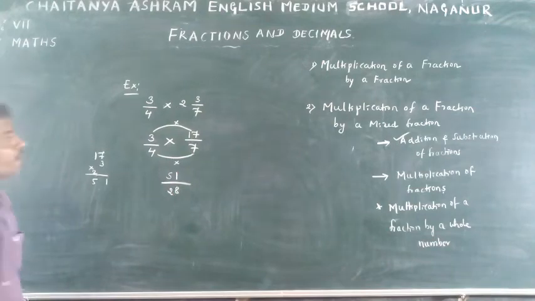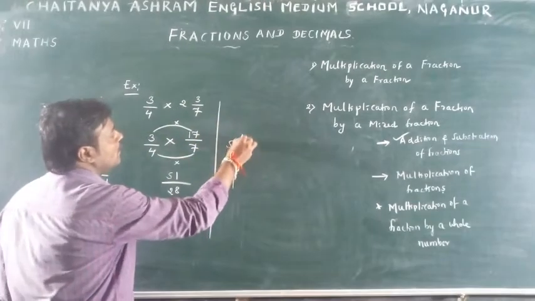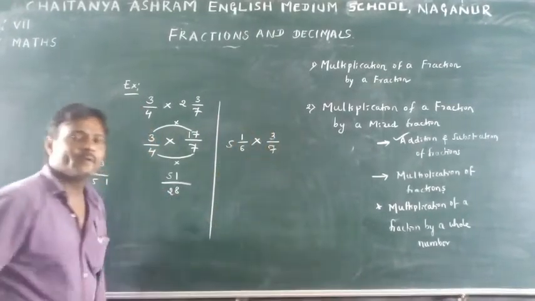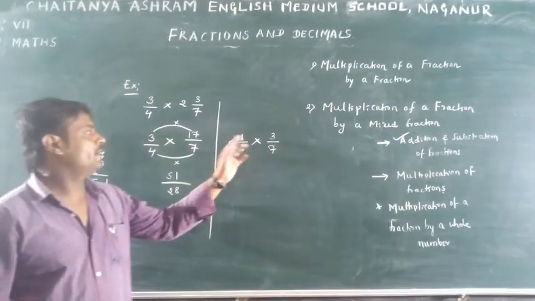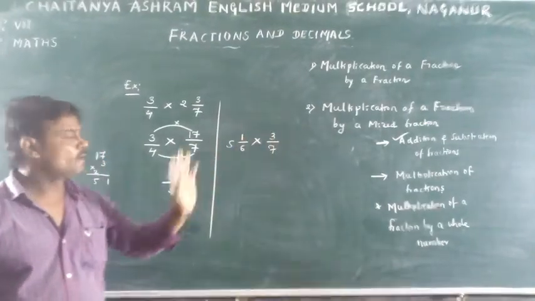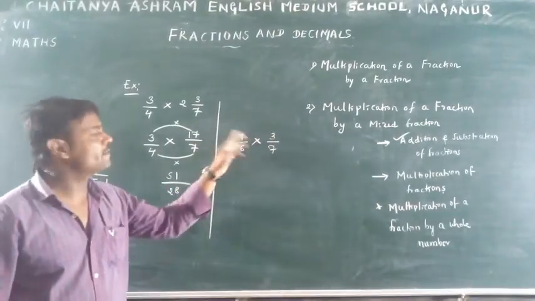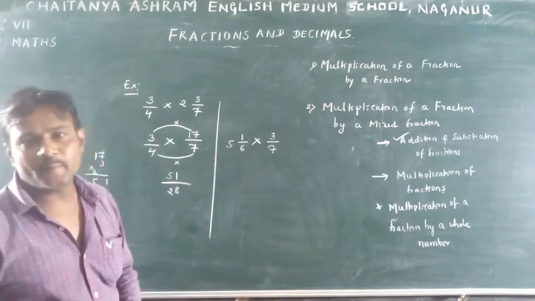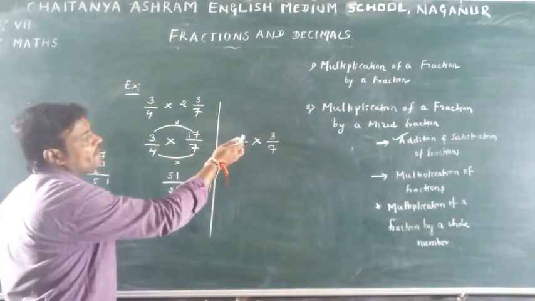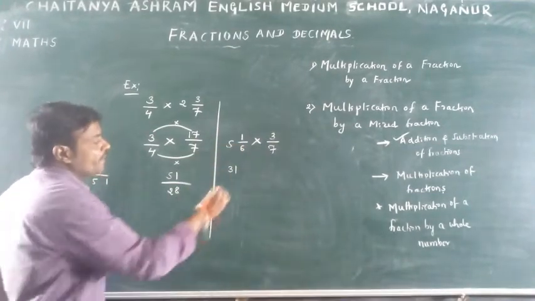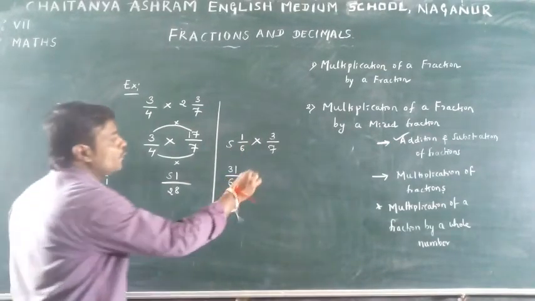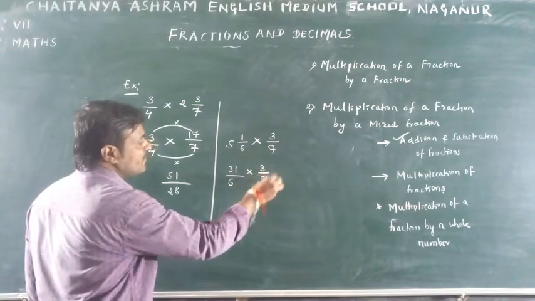Or if it is 5 whole 1 by 6 into 3 by 7, this is the same as multiplication of a mixed fraction by a fraction. So in this case also we convert this mixed fraction into an improper fraction, then multiply both the fractions. So 6 5s are 30, 30 plus 1 is 31, divided by the denominator 6, keep that as it is, into 3 by 7.